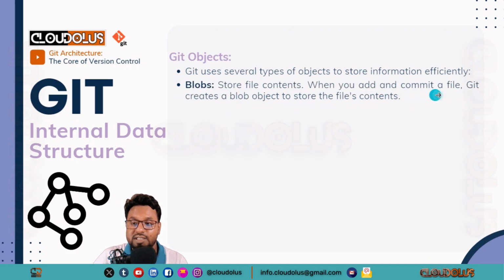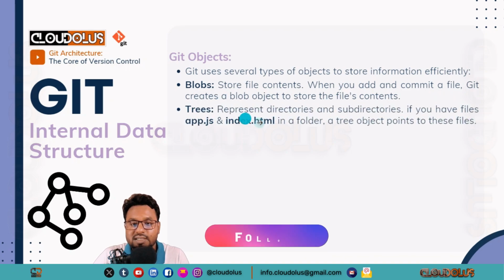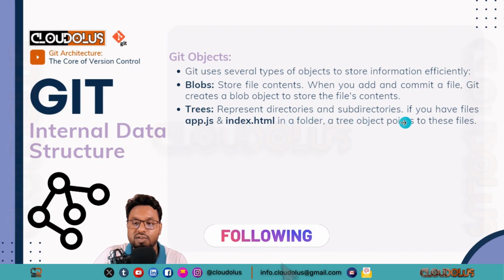When you add and commit a file, Git creates a blob object to store the file content. So this is blobs and trees. Trees represent directories and subdirectories. If you have files app.js and index.html in a folder, a tree object points to these files.